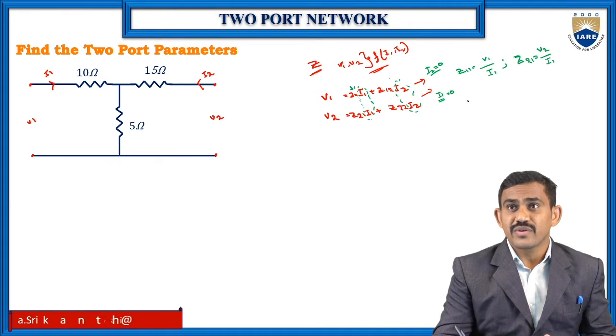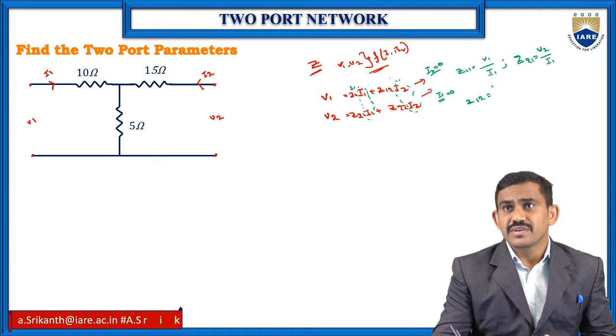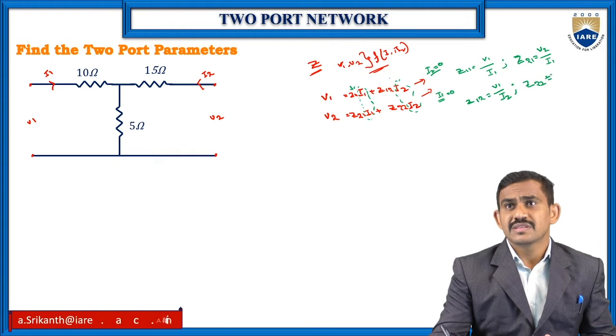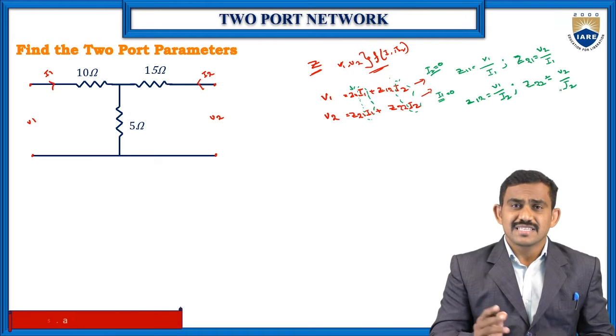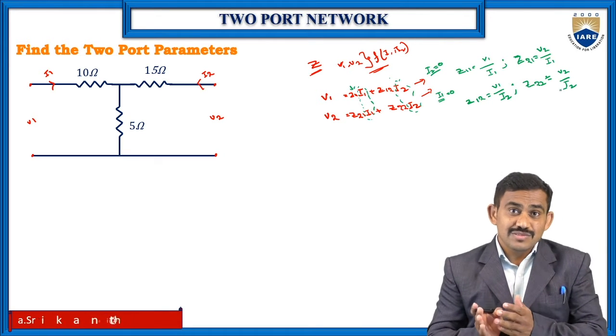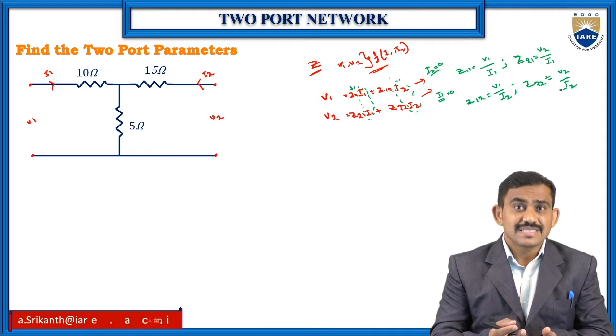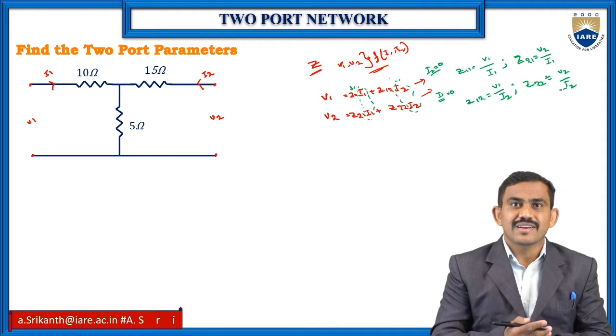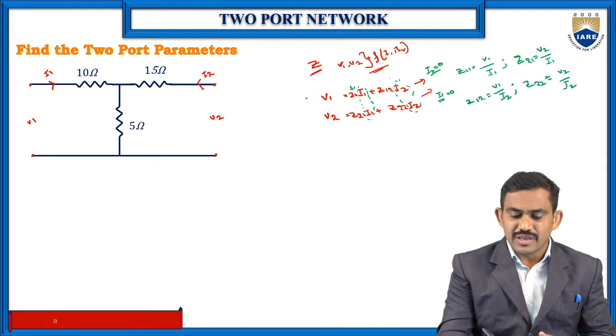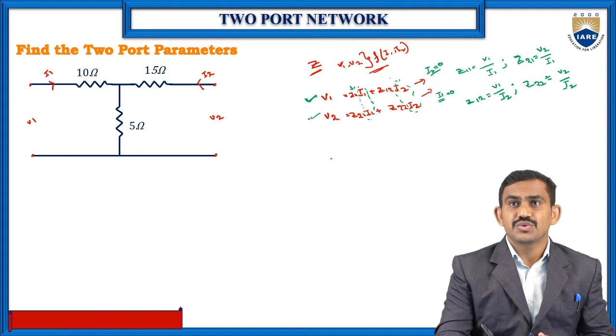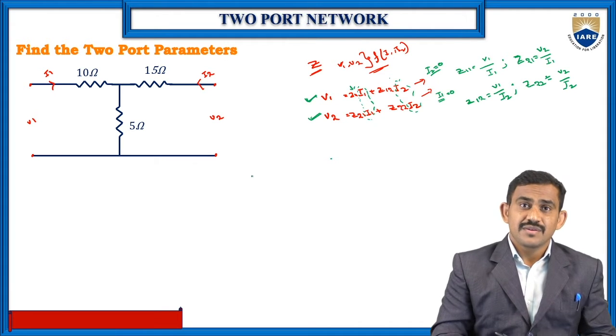Now you can find out the Z12 value, that is V1 by I2, and the Z22 value, that is V2 by I2. So these are the conditions. When the primary side is open, I can find some parameters. When the secondary side is open, I can find other parameters using these two equations.